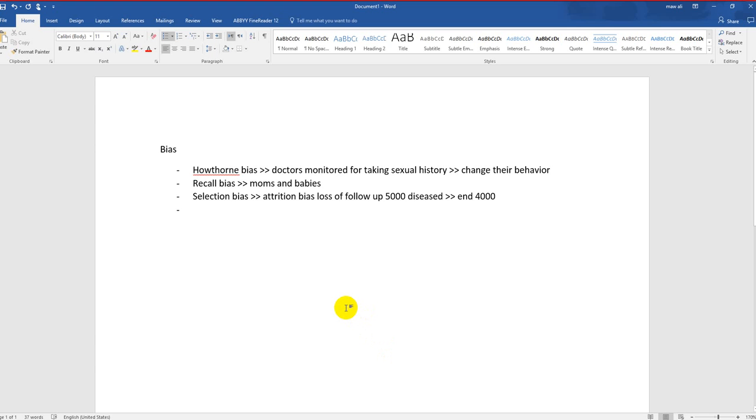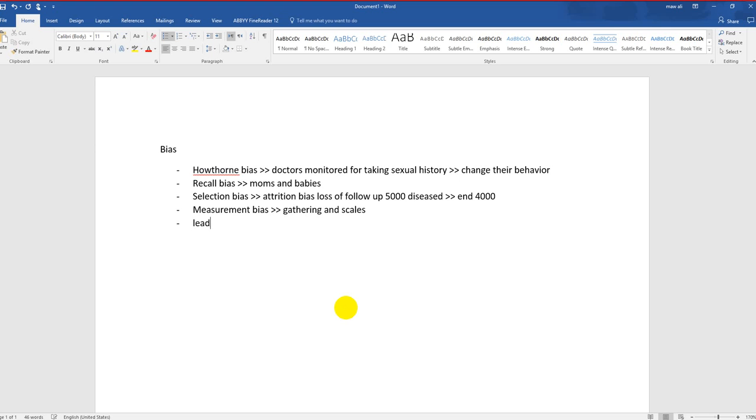And there is what we call measurement bias. Let's focus on measurement bias. It's just like when you have a defect in the measurement, or the device doesn't work well. That's it. That's measurement bias.